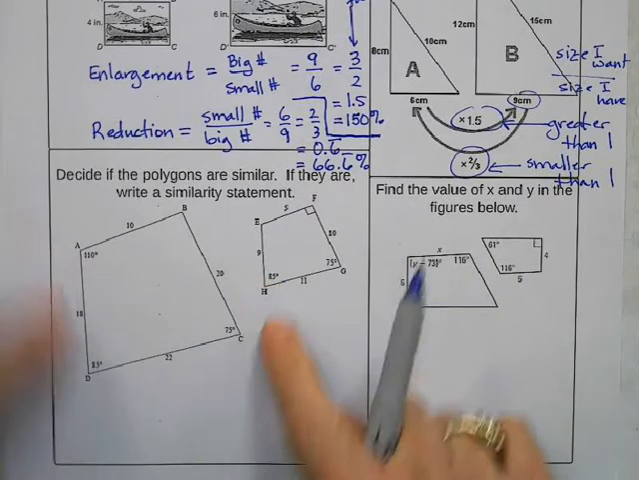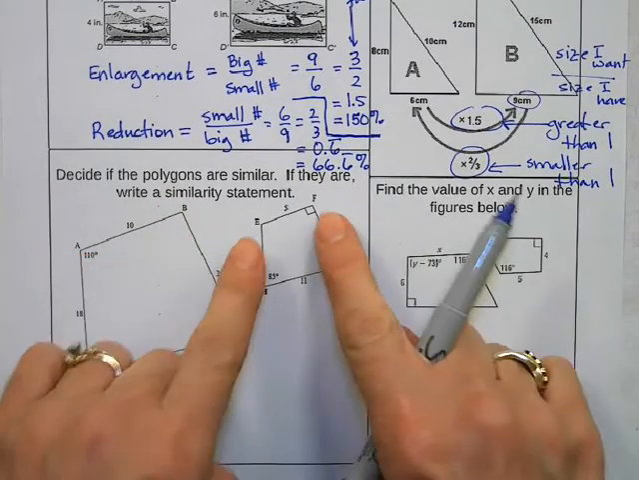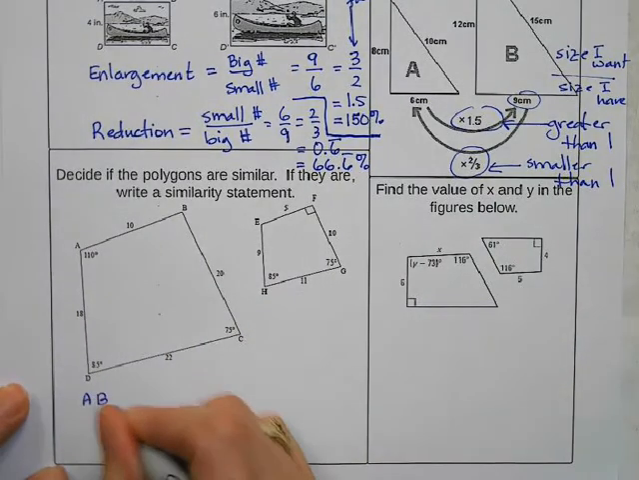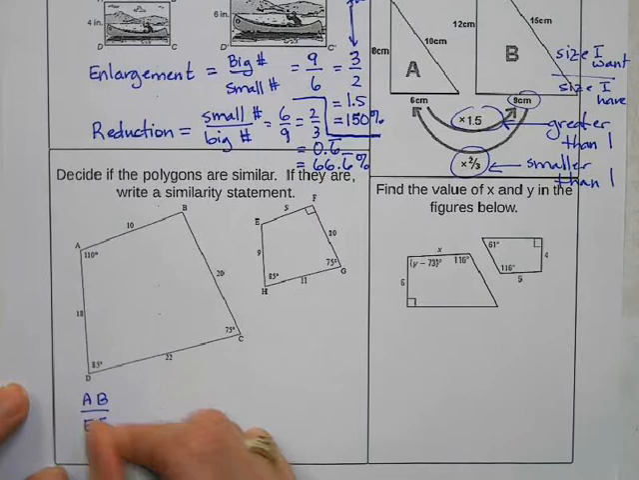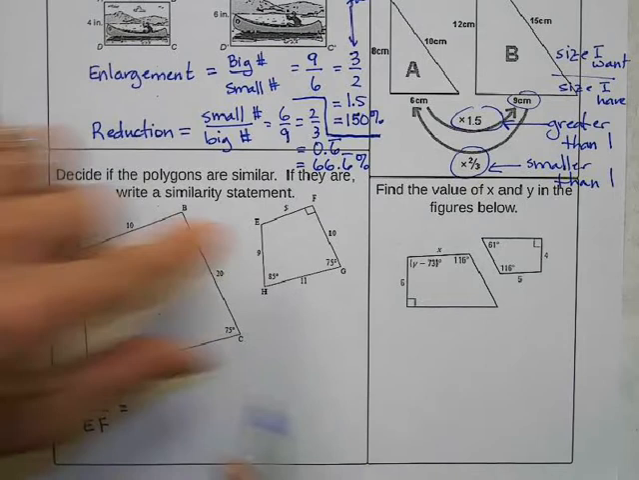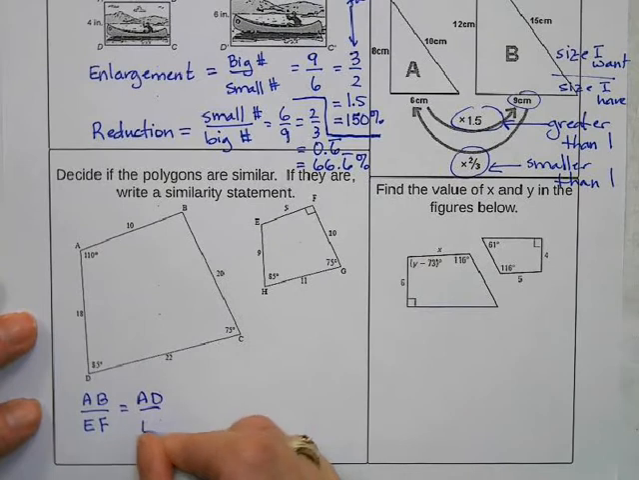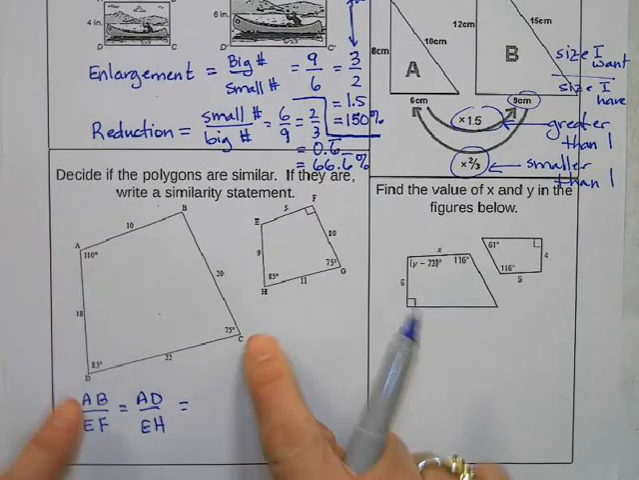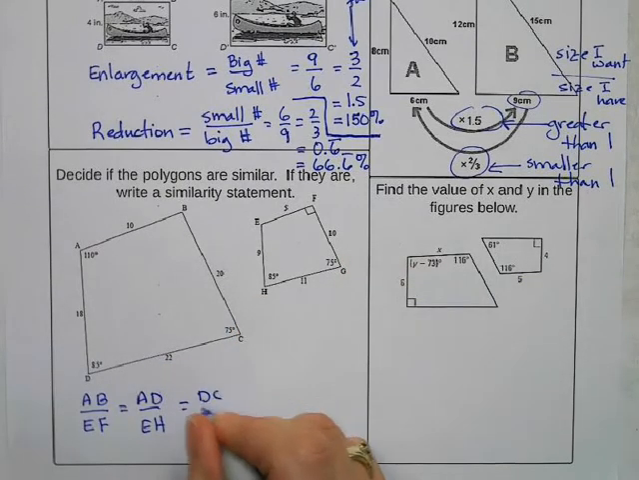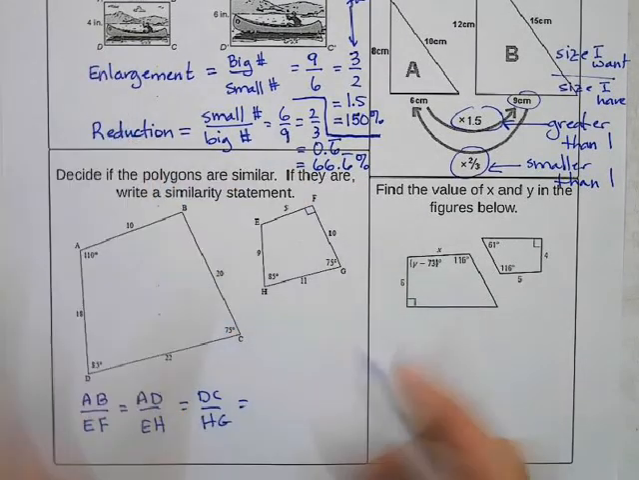So I'm going to look to see which side goes with which side, because I got to stay corresponding here. So I'm looking and I'm thinking that AB goes with EF. So I want to make sure that AB over EF is the same as AD over EH. And I want to make sure that's the same as DC over HG, because they correspond to each other. And lastly, BC over FG.